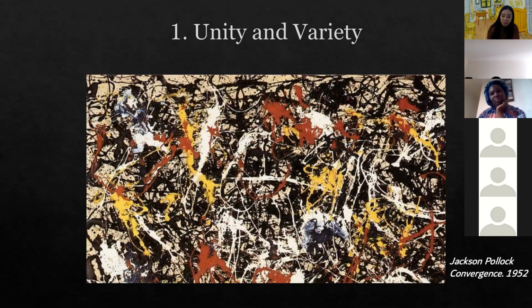But when you see it closer, we can see the splashed paints, the paint colors are different, and the sizes and shapes are random. Those factors make the variety. Pollock's painting has unity and variety at the same time.